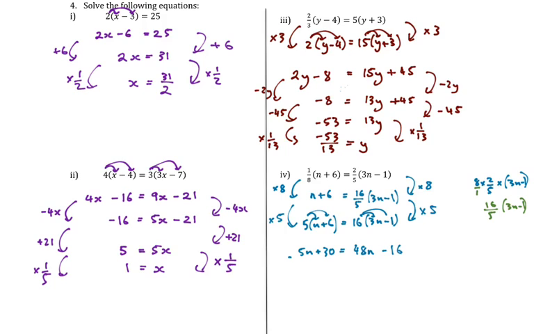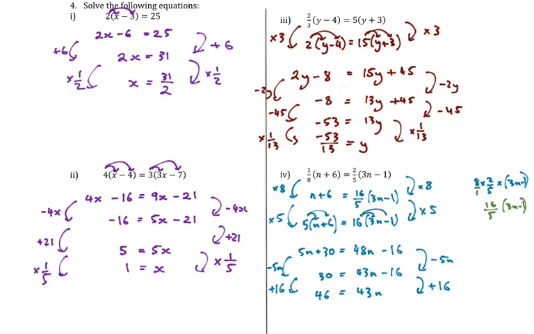Now we can use additive inverses again. Subtract 5n from both sides, giving us 30 on the left-hand side and 43n minus 16 on the right-hand side. We can then use another additive inverse, add 16 to both sides, giving us 46 on the left-hand side is equal to 43n, because negative 16 plus 16 give us nothing, plus 0.